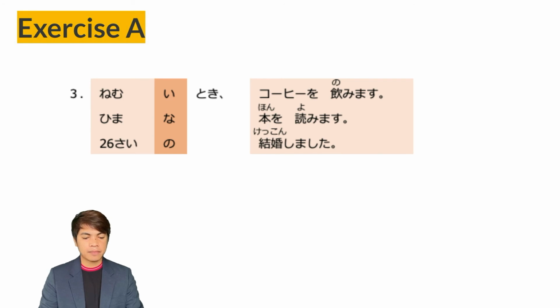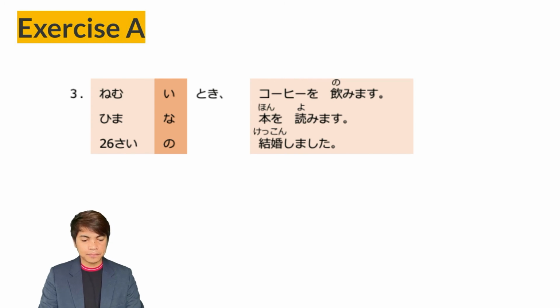Number 3, nemui toki kohi o nomimasu. So this is an i adjective. So nemui toki, when I'm sleepy. Kohi o nomimasu, I drink coffee. Next line, hima na toki, hon o yomimasu. So hima is an adjective. Once again, we will use the na. Hima na toki, when I have time or when I have nothing to do. Hon o yomimasu, I read books.